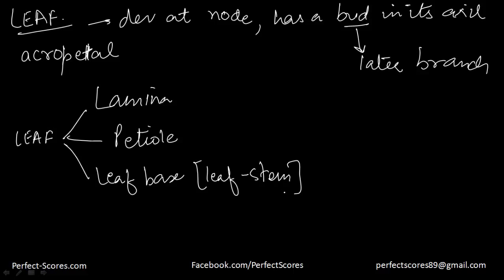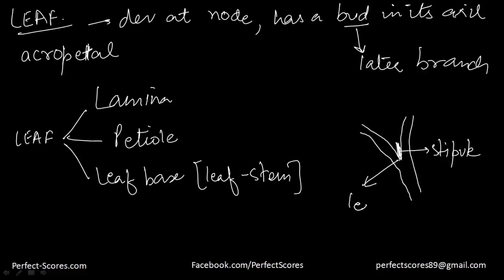And sometimes at this leaf base you may be able to see two small leaf-like structures called stipules. So I'm going to draw a diagram. Let's suppose this is the stem and this is where the leaf is starting. And over here you may see some small leaf-like structures. This is known as the stipule. This is known as the leaf base. And the bud that I'm talking about, this axillary bud, is present over here. And this structure over here is known as the petiole, the stalk-like structure.